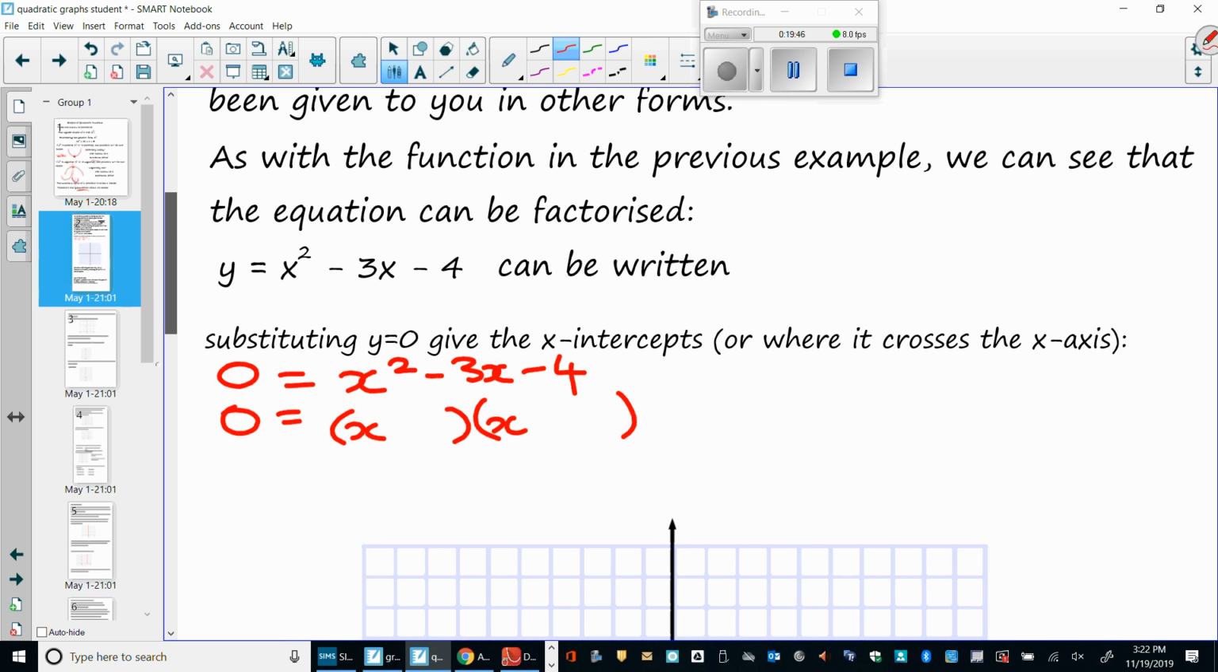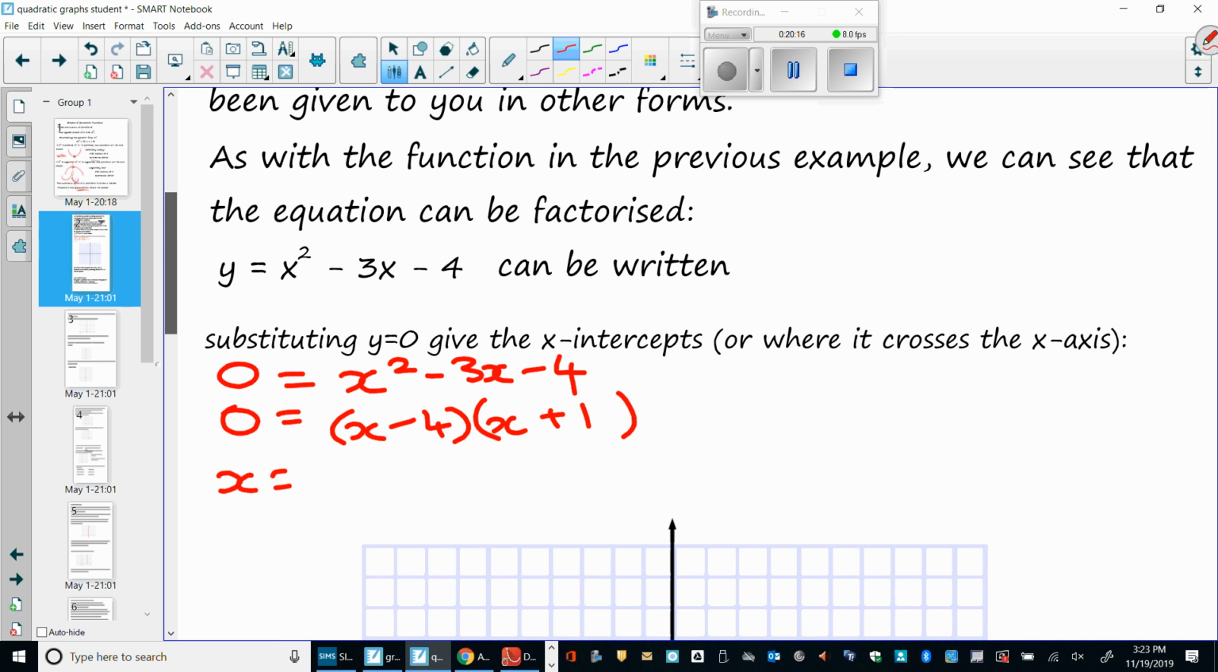Negative 4 and positive 1. Because negative 4 multiplied by 1 gives us negative 4, and negative 4 plus 1 is negative 3. Okay? Now, remember, this is the final step of this. We've factorized it using our values. What does that mean that it crosses the axis at? Which values does it cross it at?